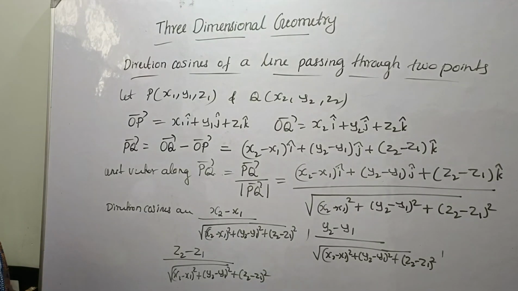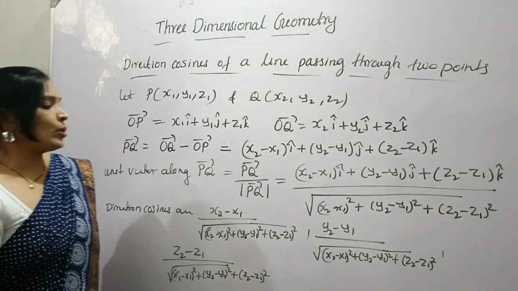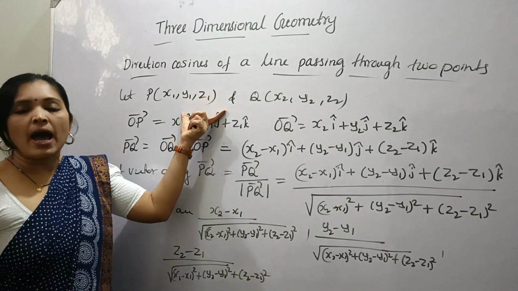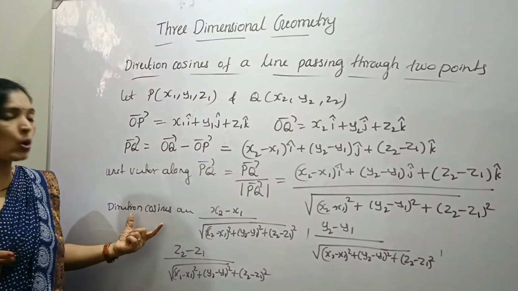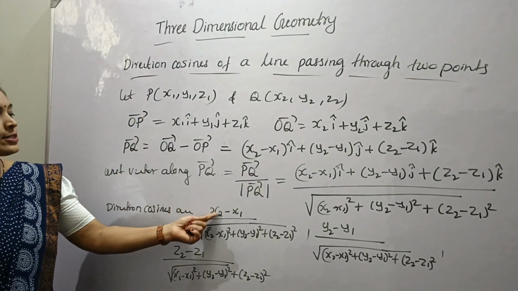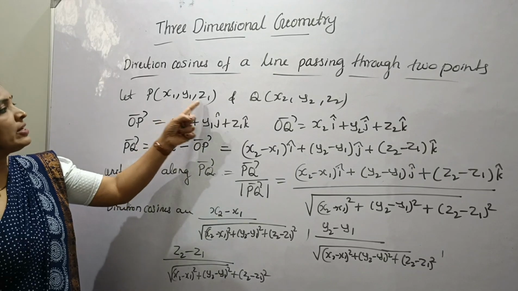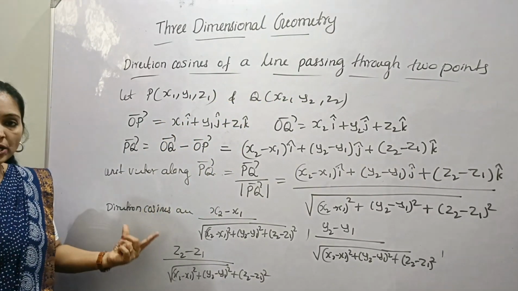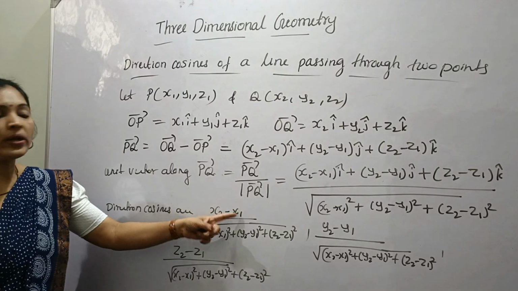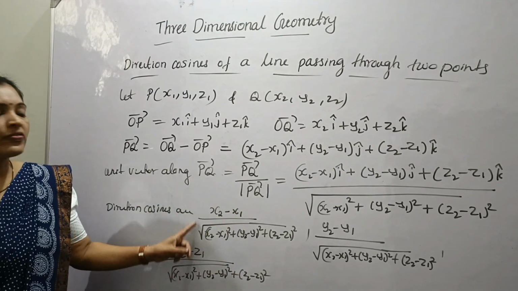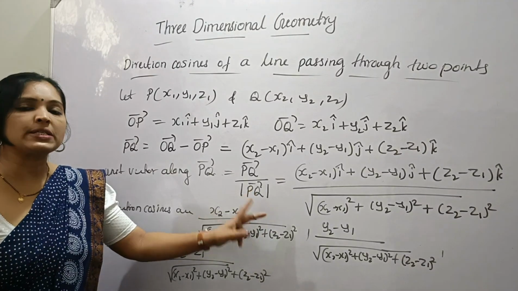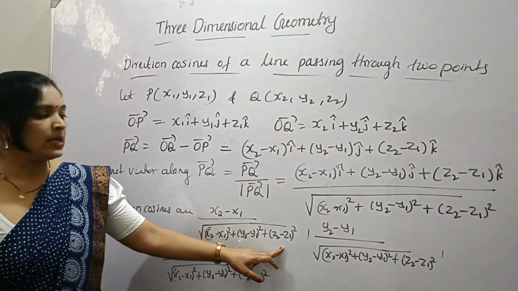Okay, these are the direction cosines. Remember, when two points of a line are given, x1, y1, z1 and x2, y2, z2 are the points of a line. Then the direction cosines are x2 minus x1 divided by the square root of (x2 minus x1) whole square plus (y2 minus y1) whole square plus (z2 minus z1) whole square.